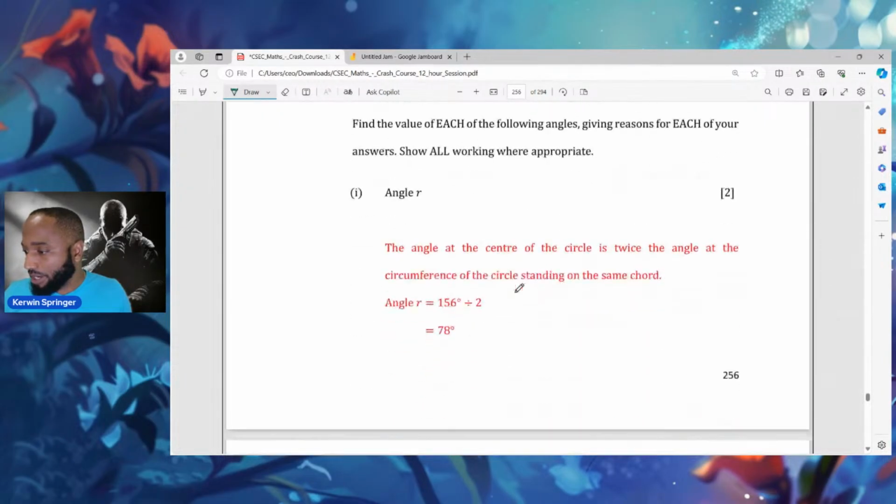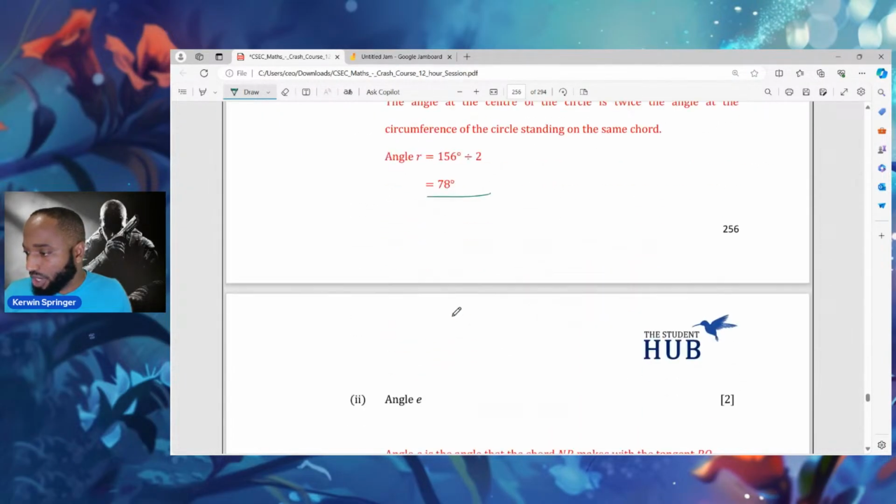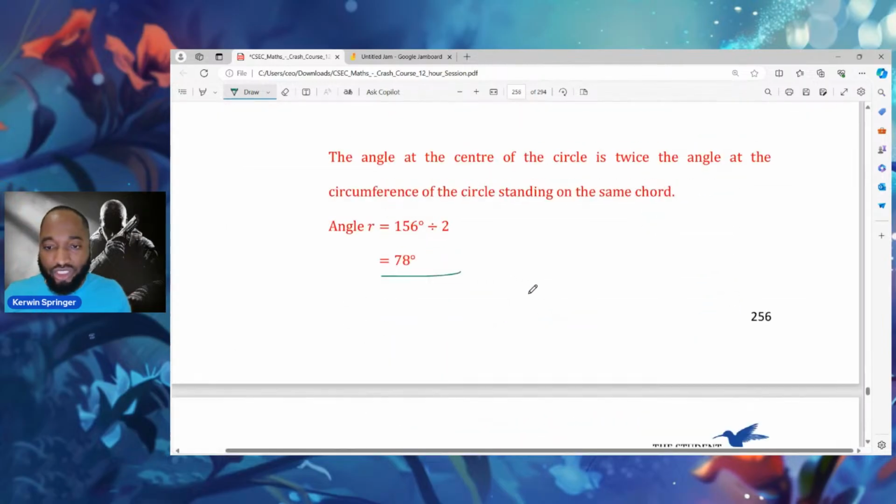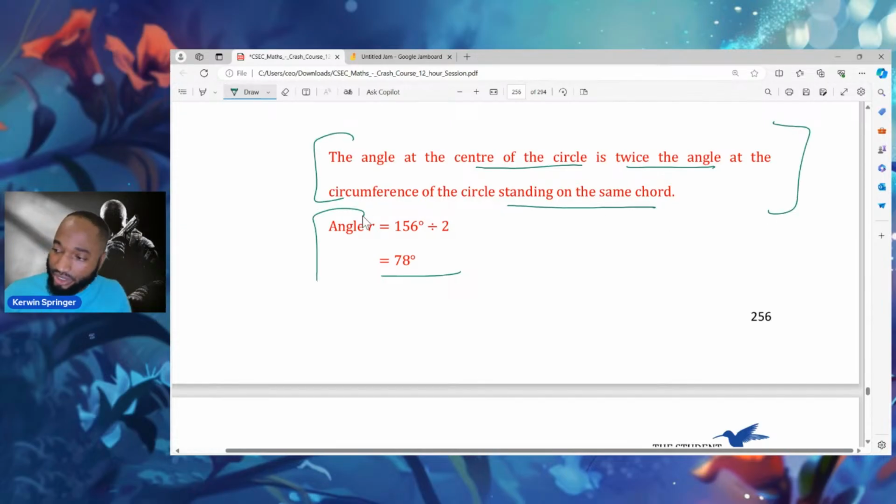Here, we found that middle angle there. We got this first angle to be 78. We got the next angle to be 78. Please note these are the solutions. At this late stage, just kind of memorize it. The angle at the center of the circle is twice the angle at the circumference, and it's standing on the same chord. You have to write your reason, then you have to show your working. 2 marks.